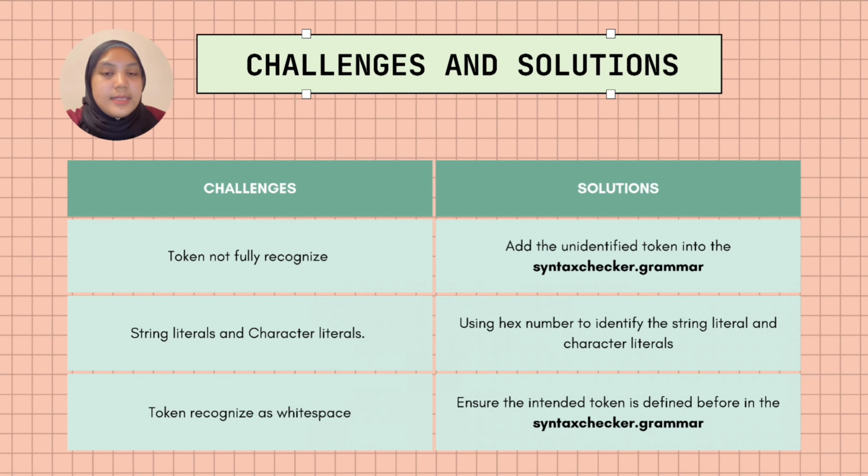Okay, next is challenges and solutions. For challenges, we have tokens not fully recognized, string literals and character literals, and also tokens recognized as whitespace. So for the solution to tokens not fully recognized, we add the unidentified token into the syntaxchecker.grammar. And then for string literals and character literals, we use a hex number to identify the string literal and also the character literal, which are 34 and 39. Lastly is tokens recognized as whitespace. For the solution, we ensure that the intended token is defined early in the syntaxchecker.grammar.